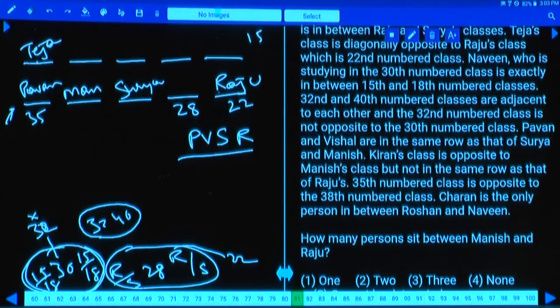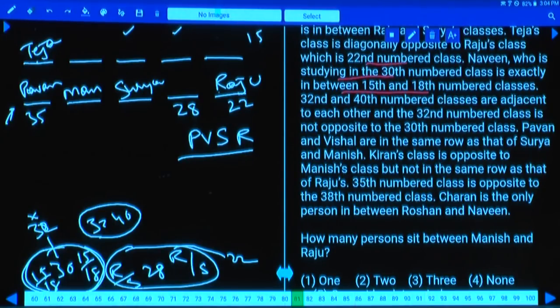Isn't it? 30 and 32 are not adjacent to each other, right? They are not opposite. And Naveen, who is studying in the 30th, is exactly between 15 and 18. There are possibilities: Naveen can be at this place, or at this place. There are two possibilities.